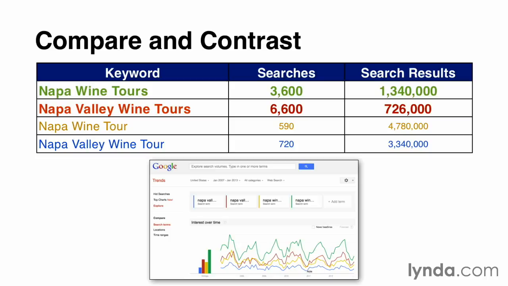When I see something like this, that makes me excited, because it's less than 1 million in competition and more than 6,000 in searches. It might be rare to see that, but when you do, it's something to grab hold of. Now, a lesser priority, and it's still pretty good, is that Napa Wine Tours has over 3,000 searches and a little over 1 million search results. Still pretty good, and I'd be just as excited if that were the only option. But from this, I found the two options that I want to focus on, because there's a great amount of opportunity and a lot less competition compared to the broader terms.